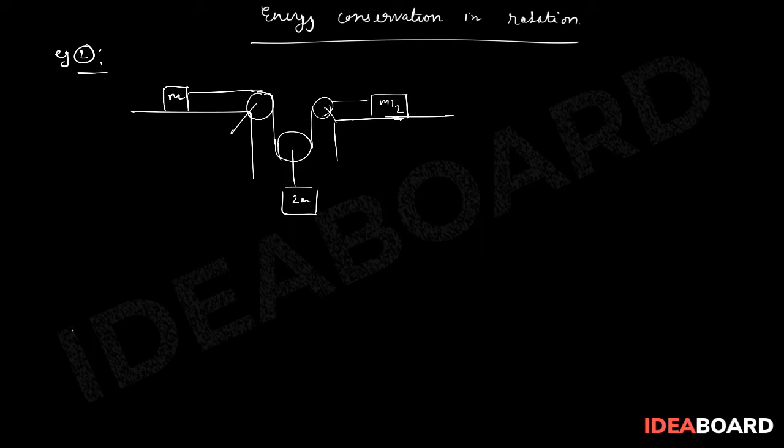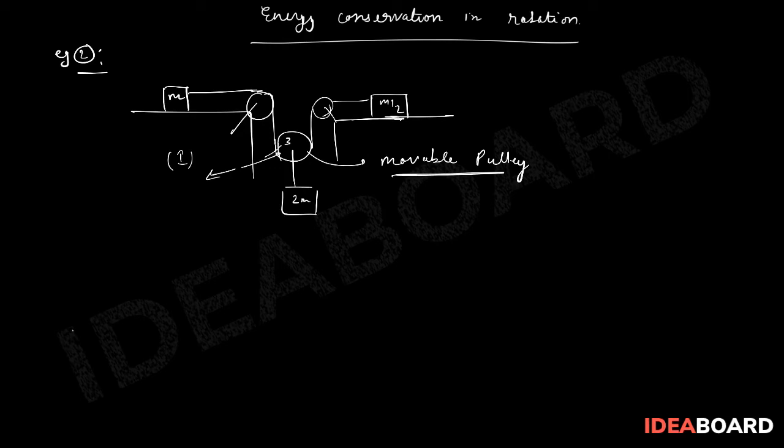Now this pulley is having some moment of inertia I. This time they have provided the moment of inertia of this pulley as I, and this is pulley number 3, and obviously this is a movable pulley, right? This is a movable pulley.